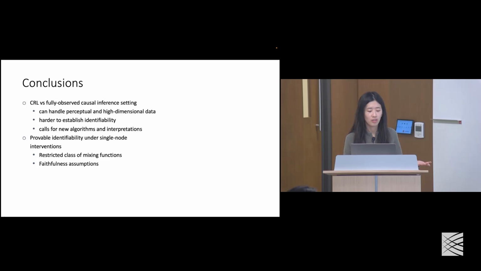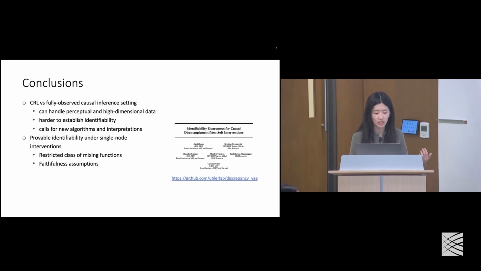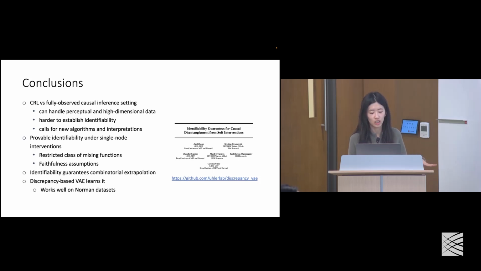So you can think of extending this to multi-node interventions, which will allow you to handle more general scenarios. And then the third thing I talked about is the identifiability guarantees for that combinatorial extrapolation, very briefly at the end, and also how we learn it using discrepancy-based VAE. So again, here's the link to the paper, and we also have our code base available online if you want to try it out on your own Perturb-seq data. I think, yeah, that's all for my presentation.